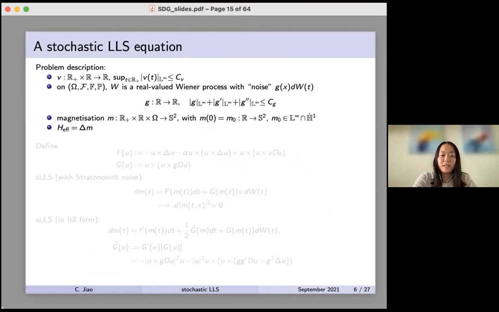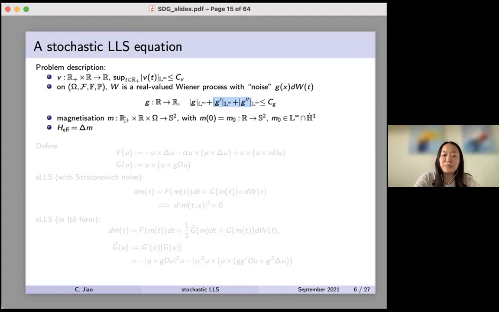We let V denote a bounded function in t and x. The bound C_V is related to the density of the current. Then on a filtered probability space, let W represent a real-valued Wiener process, with space-time noise being G dW. G is a sufficiently smooth, real-valued function, bounded with bounded first and second order derivatives. We follow the notation and write the bound as C with a subscript G.